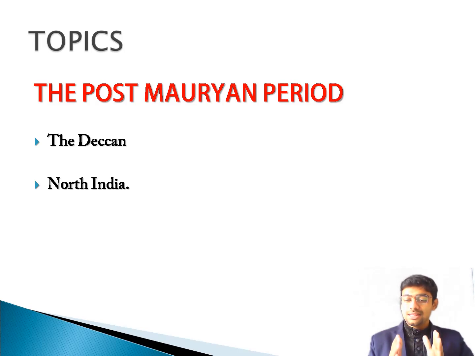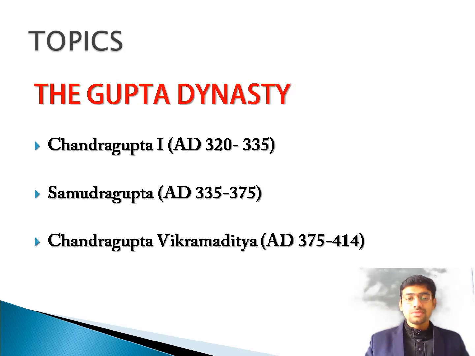Post-Mauryan age means the rule after the Mauryan age, the Mauryan dynasty. After that, we will be talking about the Gupta dynasty, the new dynasty after the Mauryan age. We will be talking about Chandragupta I, Samudragupta, and Chandragupta Vikramaditya. Actually, Chandragupta Vikramaditya is also known as Chandragupta II. So we will be talking about the three major rulers of the Gupta dynasty.